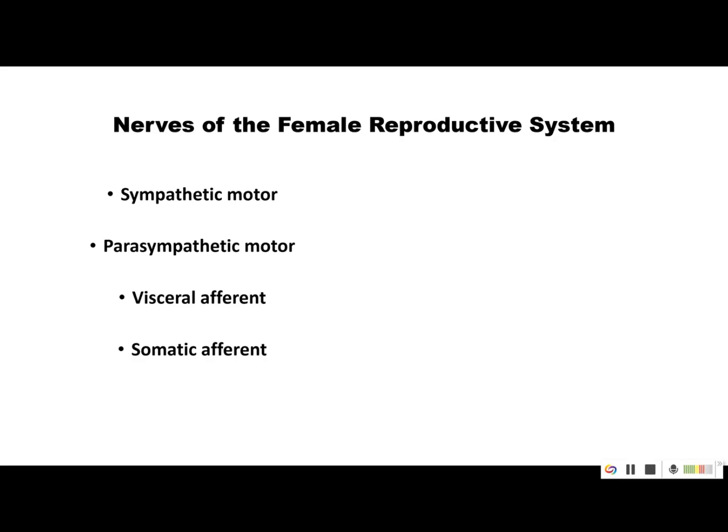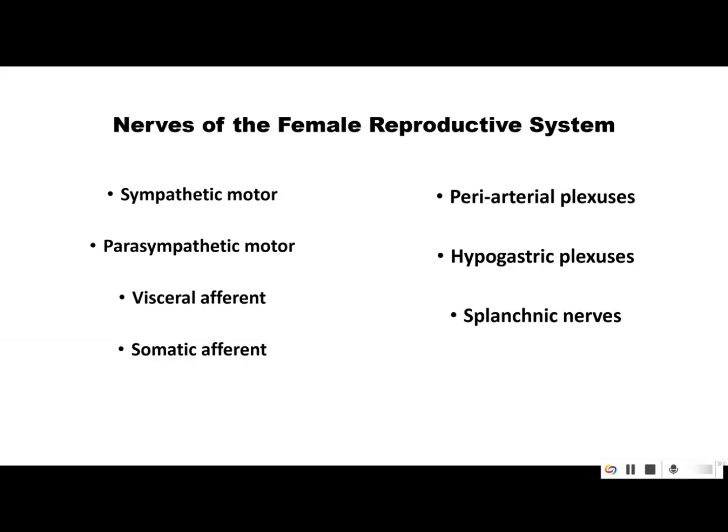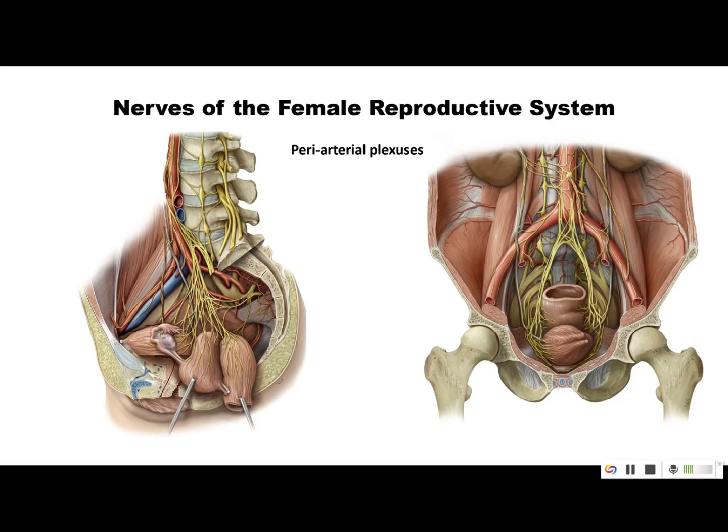Nerves of the female reproductive system enter the lesser pelvis via three different routes: the periarterial plexus, the hypogastric plexus, and the splanchnic nerves. The periarterial plexuses are the postsynaptic sympathetic vasomotor fibers to the ovarian and the internal iliac arteries, and their derivative branches. These plexuses can be located along the ovarian vessels within the suspensory ligament of the ovary and around the internal iliac artery branches.